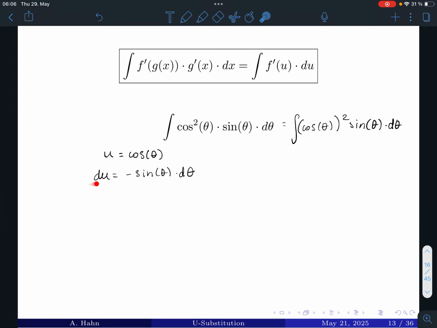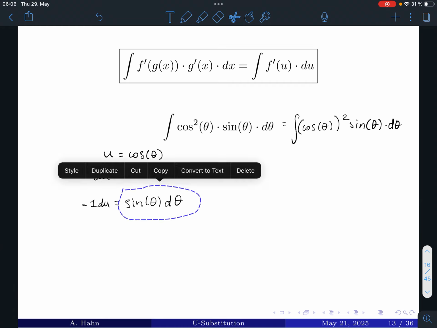And so what we can do is multiply this equation through by -1. And so then what we're going to get is -1 du is equal to -1 times negative sine of theta d theta. And then of course this just becomes sine of theta d theta. Great.